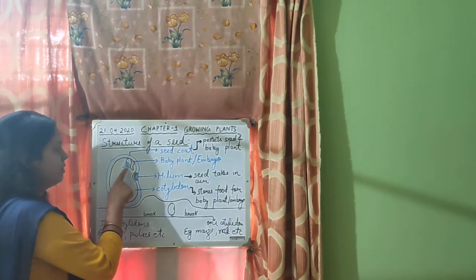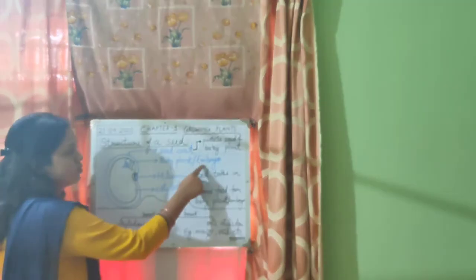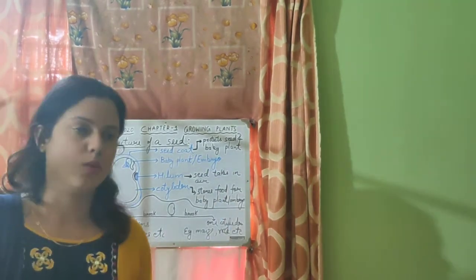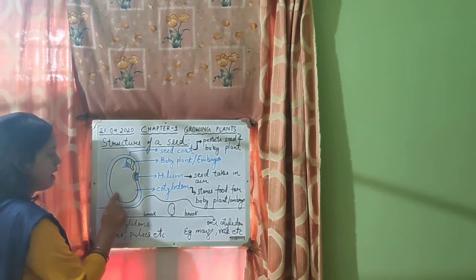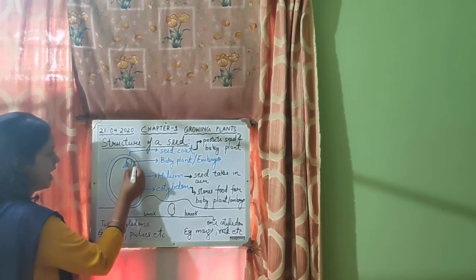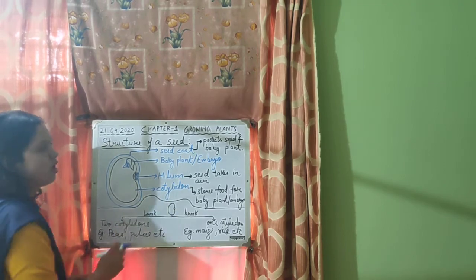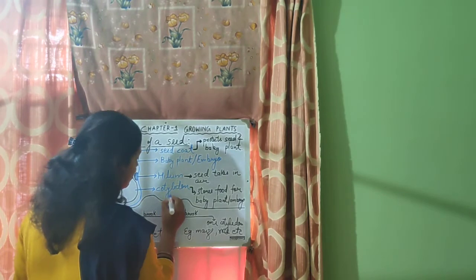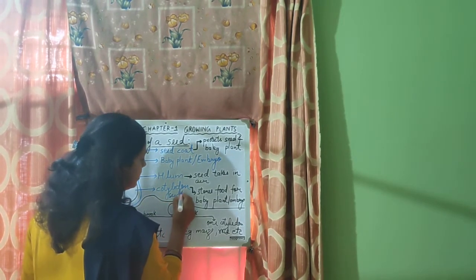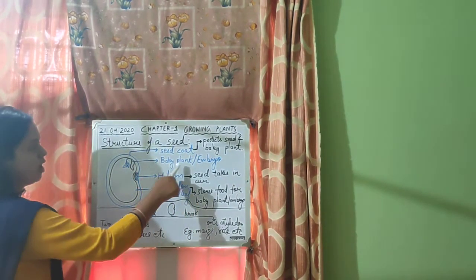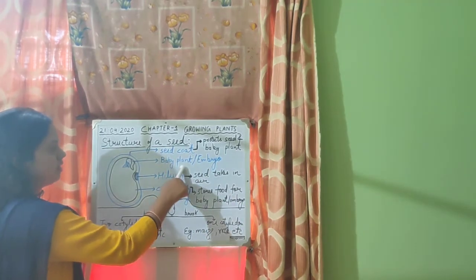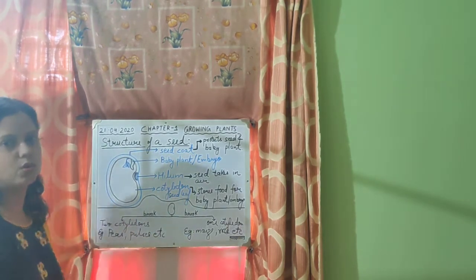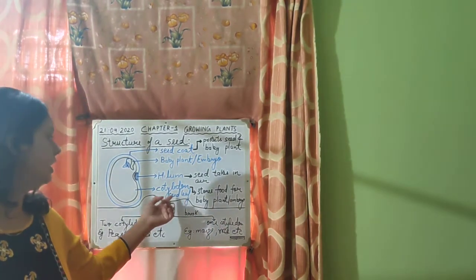This is the baby plant present inside the seed. Baby plant is also known as embryo. We also call baby plant embryo. Then this structure, this black one, is known as cotyledon. What we call it? Cotyledon. Cotyledon is also known as seed leaf. Like we can call baby plant as embryo, we have another term for baby plant, that is embryo. Likewise, for cotyledon also we can use another term, seed leaf.